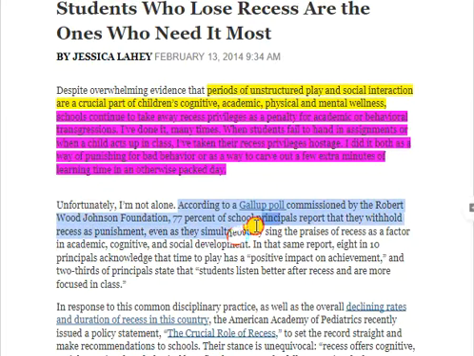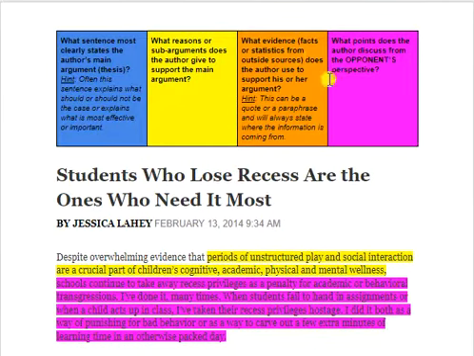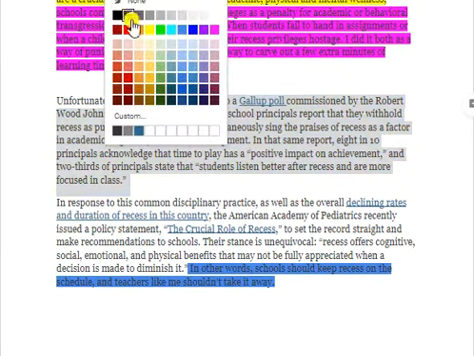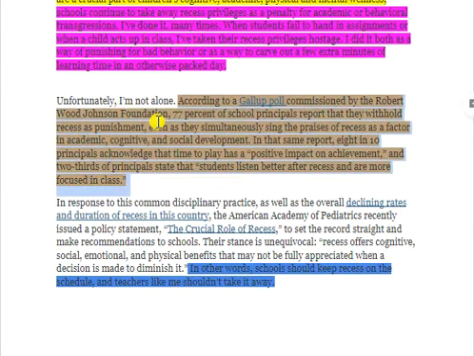77% of principals report they withhold recess as punishment, even though they sing the praises of blah, blah, blah. In that same report, 8 to 10 principals acknowledge, okay? And then we have an actual quote from this poll. So this is all going to be evidence. And as it says up here, we're going to do evidence in orange. And see, it states where the information is coming from. So keep your eyes peeled for hints like that. According to blah, blah, blah. And then it drops the information. So that's how evidence announces itself. And that's how you should introduce your own evidence in your own research essay.